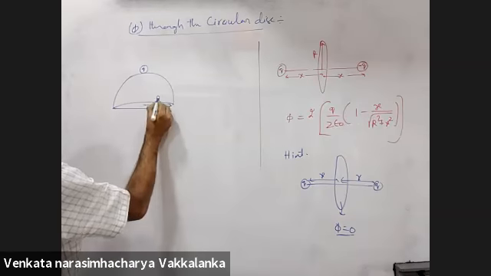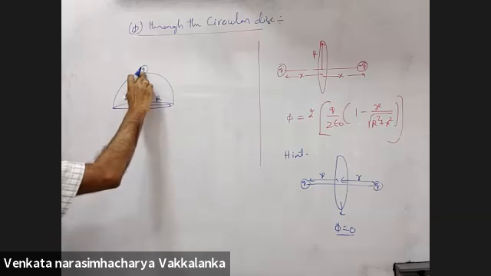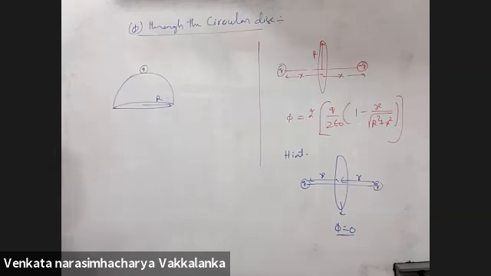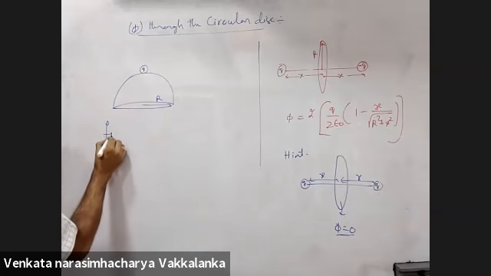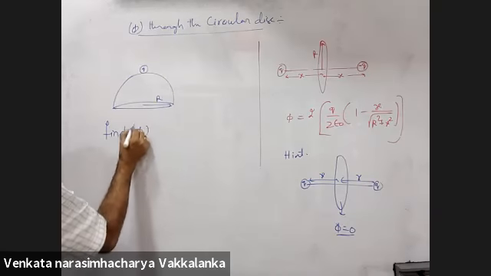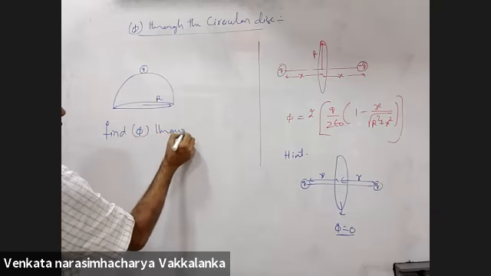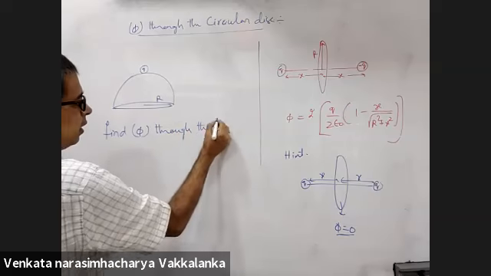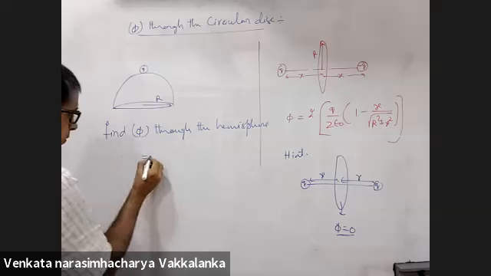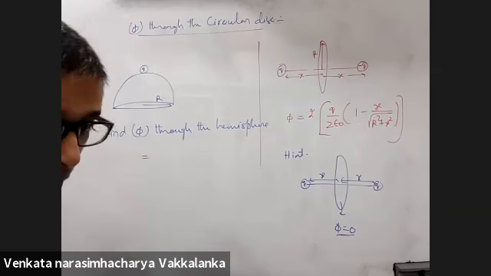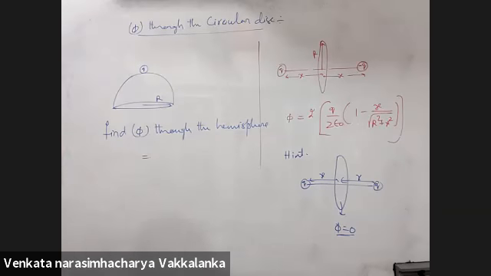Hemispherical bowl of radius r. There is a charge q kept just outside the surface of the hemisphere. Just outside. Find flux through the hemisphere. 0. No. Think carefully and solve. So it's outside, so it will be 0 only.